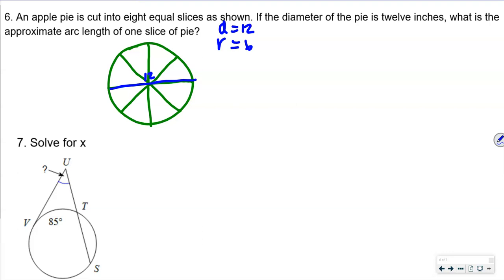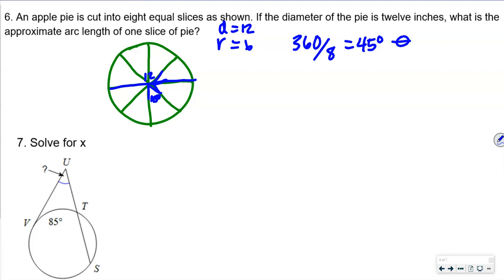And if it has 8 slices, let's do 360 divided by 8. So when you do 360 divided by 8, you should have got 45 degrees, right? So every angle in here, guys, all these angles right here, all of them, 45 degrees, okay? So it says, what is the approximate arc length of one slice of pie?